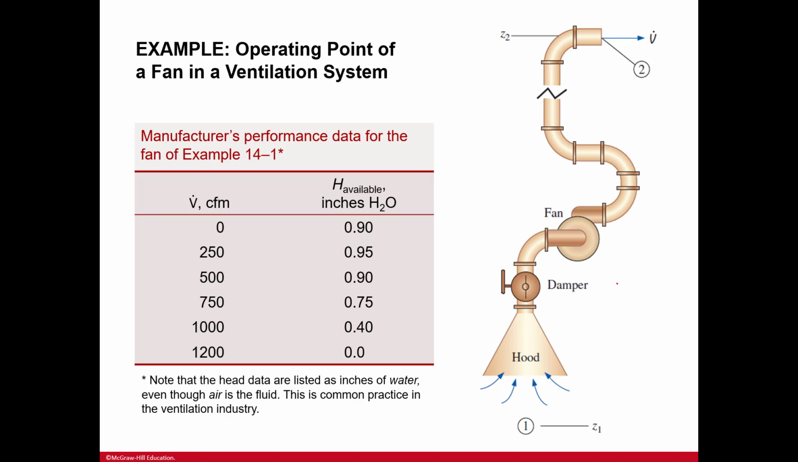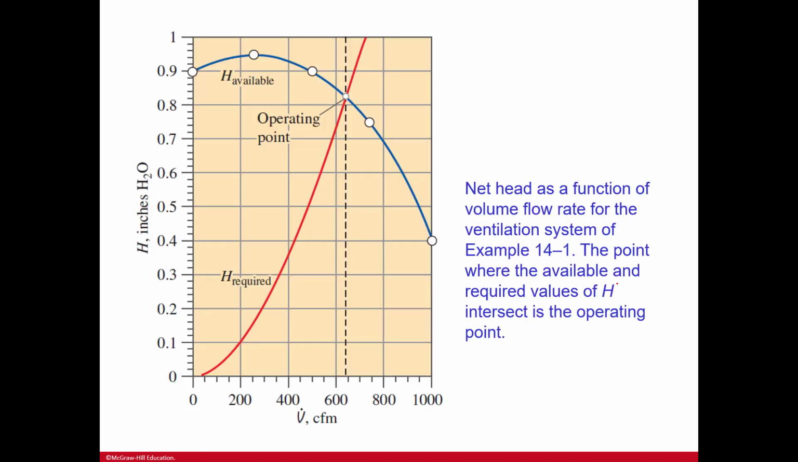Here's an example, an operating point of a fan in a ventilation system. And here it is on an XY axis. Net head as a function of the volume flow rate for a ventilation system of the previous example. The point where the available and required values of H intersect is the operating point. So you can see that here.